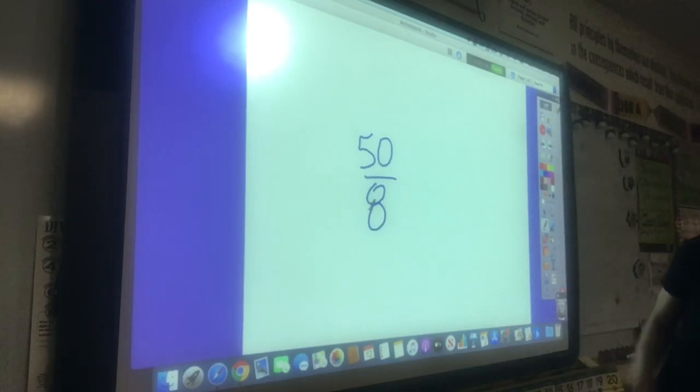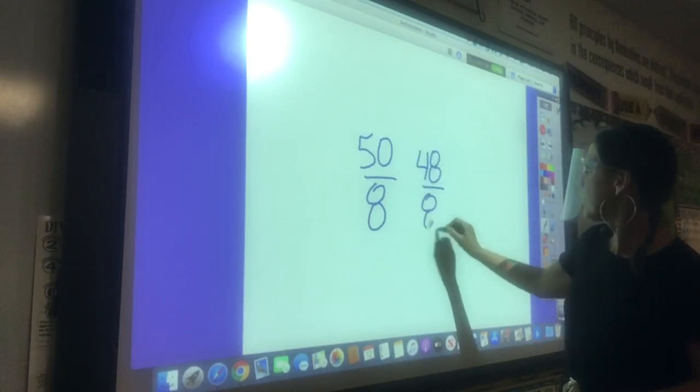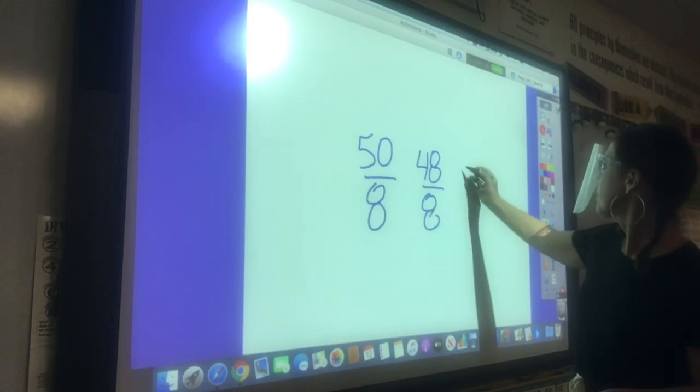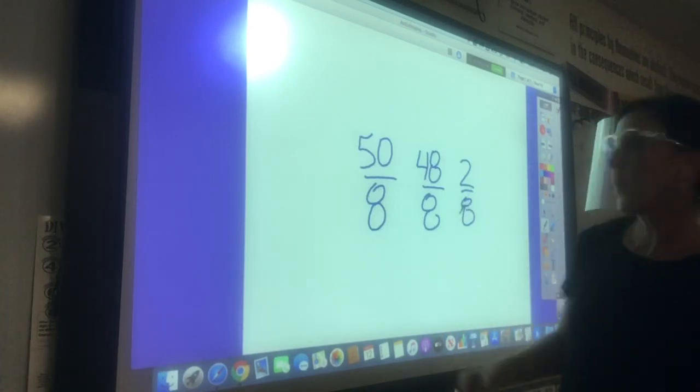Gotta be under 50. Sorry, I need 48. So we're gonna have 48 eighths. So Hattie, how much do I still need with it? 48. Since that was a 50. 2 eighths. Okay, now this time, look what happens.